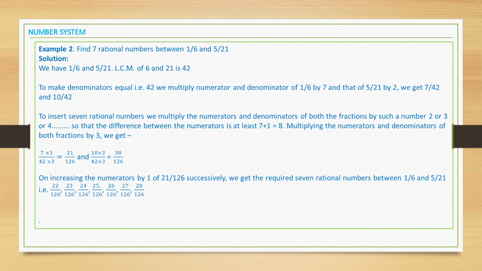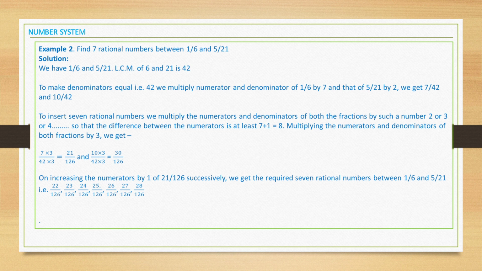So here, find 7 rational numbers between 1 by 6 and 5 by 21. First of all, we should find the LCM and make the denominators the same. To make the denominators the same, we have to find the LCM of the denominators 6 and 21. You will get 42. So to make the denominators equal to 42, we multiply numerator and denominator by 7 and 2, and we get 7 by 42 and 10 by 42.